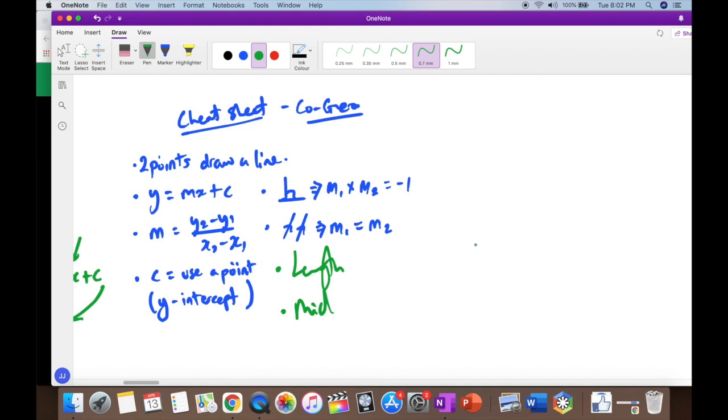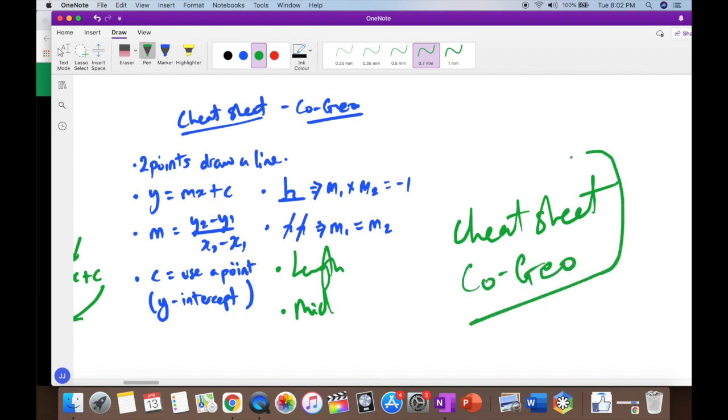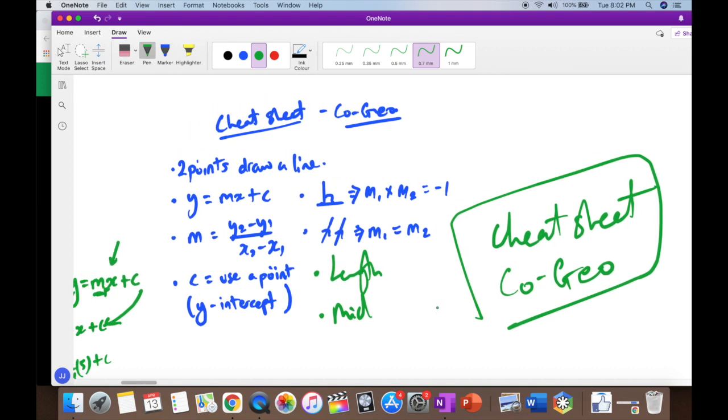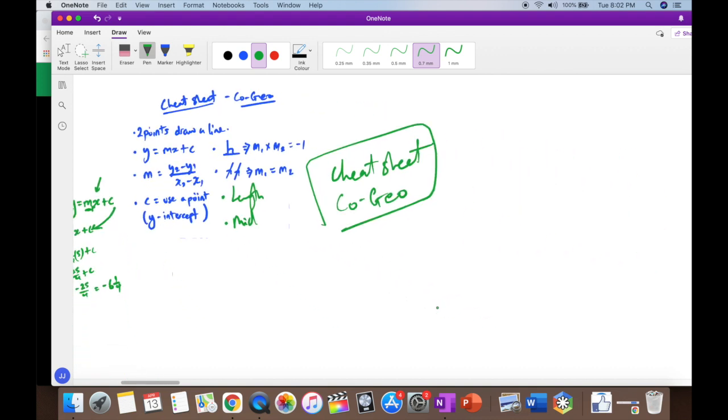What I want for Saturday is I want you to upload, you know where the cheat sheet assignment is, I'll show you. I want you to upload your cheat sheet for the whole of coordinate geometry, not just this class, but since we started coordinate geometry. The cheat sheet for coordinate geometry. So just write this down. This is what I want for Saturday. I'll show you guys where to upload it, right?